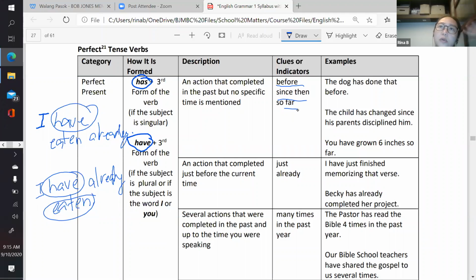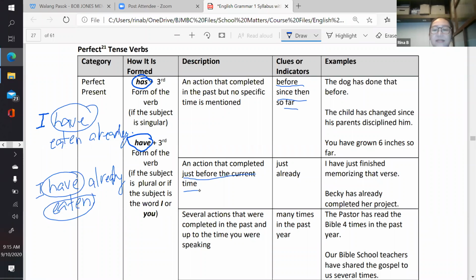Another instance when you could use the present perfect is when we stress the already or the just. Like when I came in, oh, I have just come out of my class, my previous class, right? Literally. Okay? So another instance that we use the present perfect is when we want to emphasize, oh, at this moment, the action has just been completed. Okay? So just before the current time. So that's why your context clues could be just or already. I have just finished memorizing that verse.